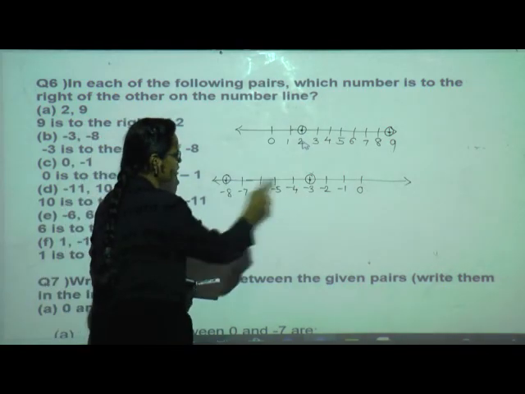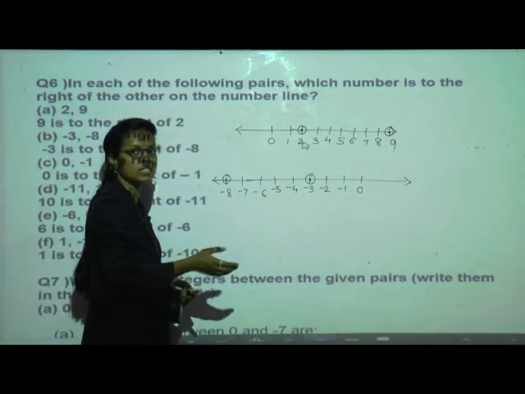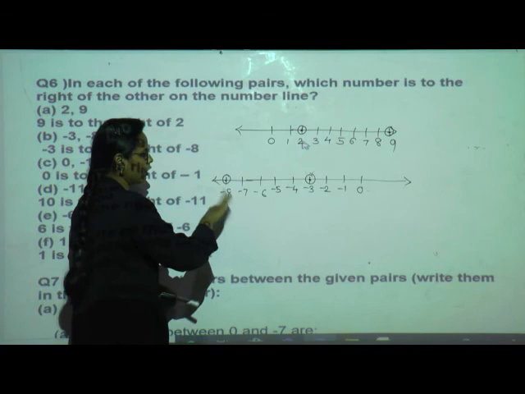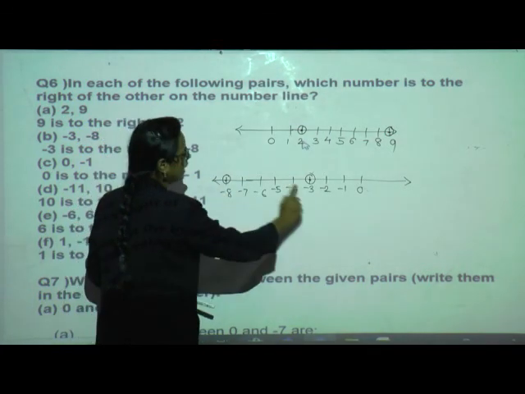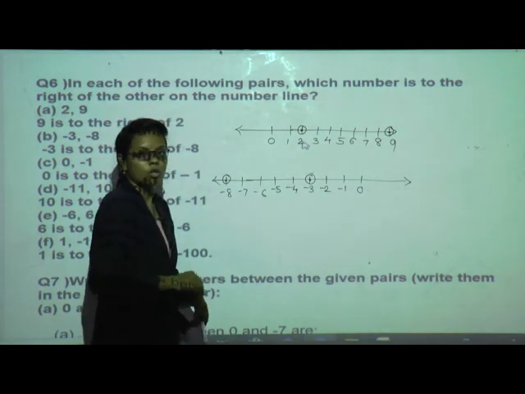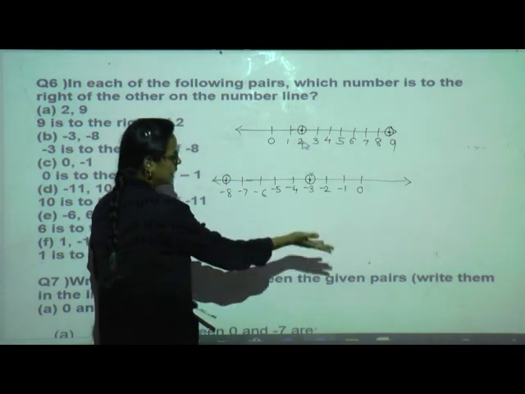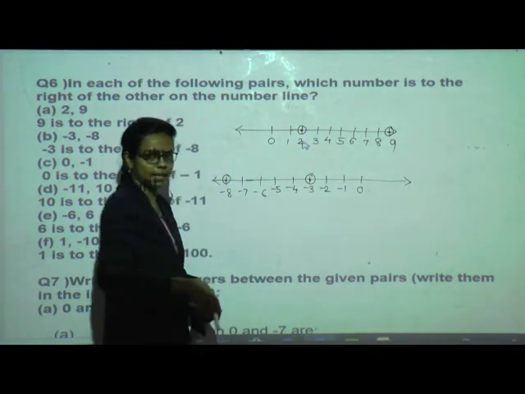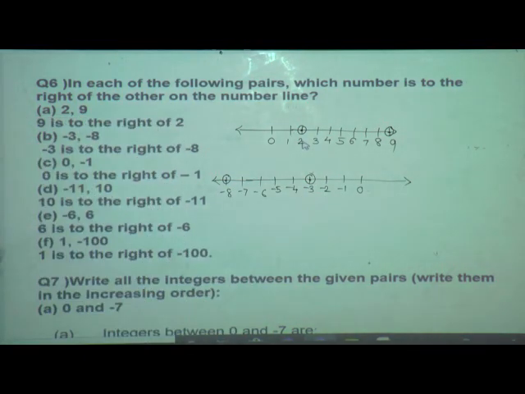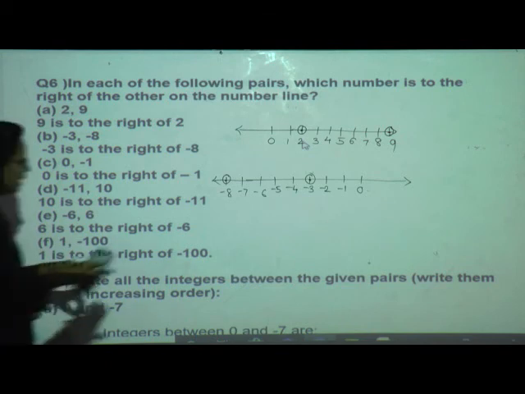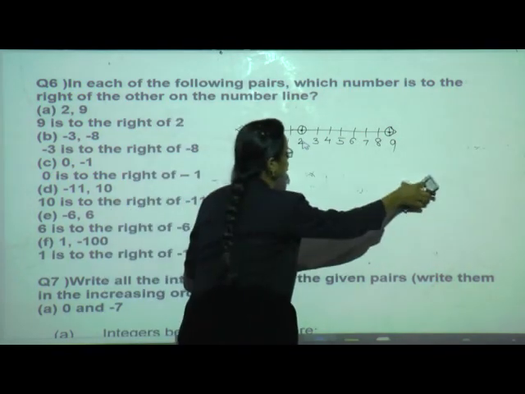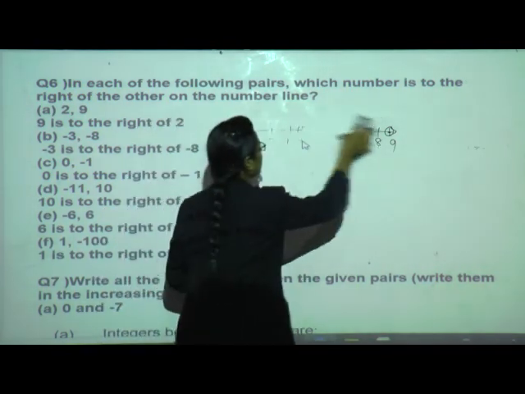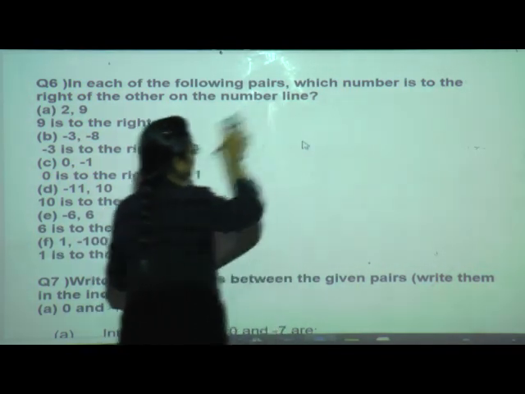Minus 3 is to the right of minus 8. It means we have minus 8 here, and to the right side of minus 8 we have minus 3. In the same way we have to solve all these questions for C, D, E and F. Which is to the right side of whom? By drawing the number line you can understand this.